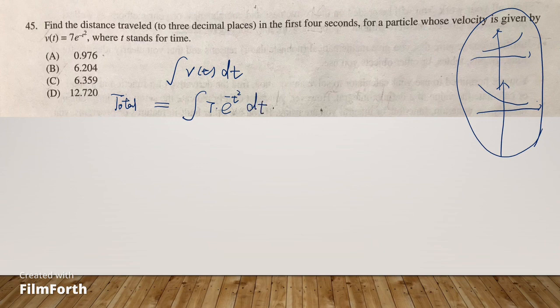So now we have another problem. We can't take the integral of e to the negative t squared. So that means this question, they want us to use a calculator to solve it. So we solve it with our calculator, and the answer is 6.204, 3 decimal places. Okay, that is our final question. Next, we will begin section 2.